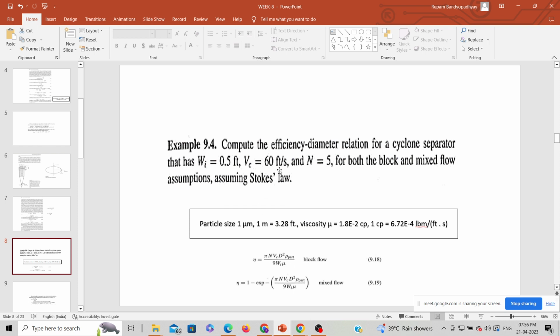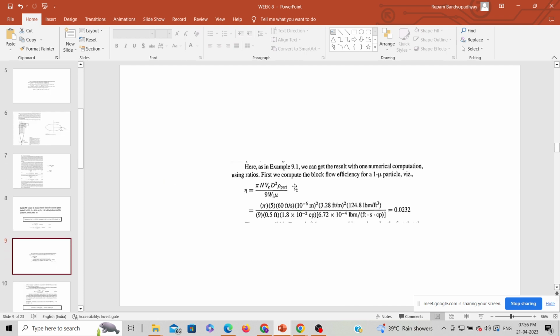Using this equation you can compute, again assuming Stokes law. Compute the efficiency-diameter relation for a cyclone separator. Values are given: particle size 1 micrometer, and viscosity is given as this much. So you have to calculate.